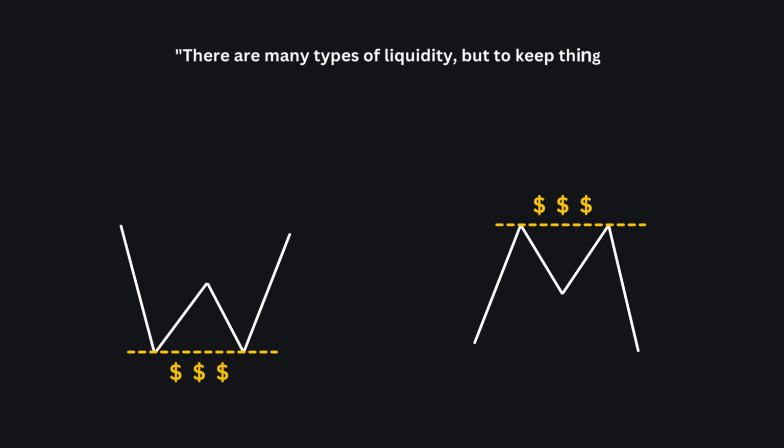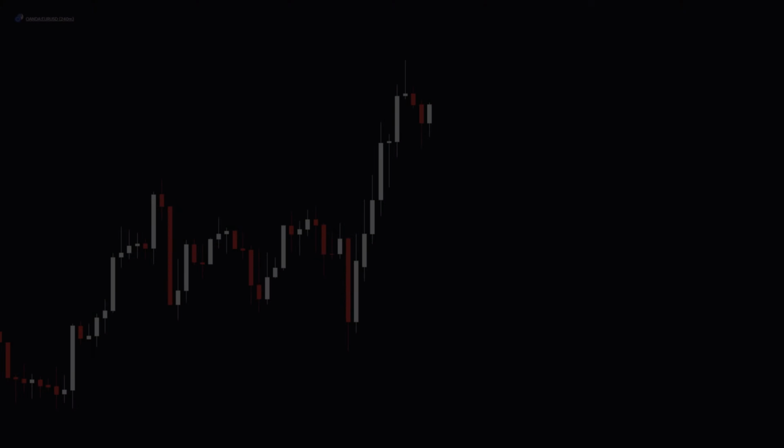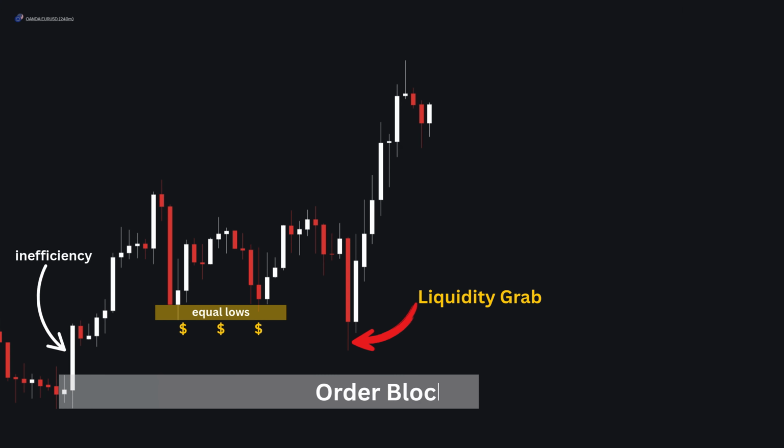There are many types of liquidity, but to keep things simple, we mainly focus on equal lows and equal highs. Let me show you an example. Here in this example, if we look at the left side, we can notice that we had a nice move to the upside with inefficiency. And we also have an order block there, and we would have been waiting for the price to tap into our order block and give us a great opportunity to go long. But then we have equal lows here. And we know that equal lows are the main liquidity areas.